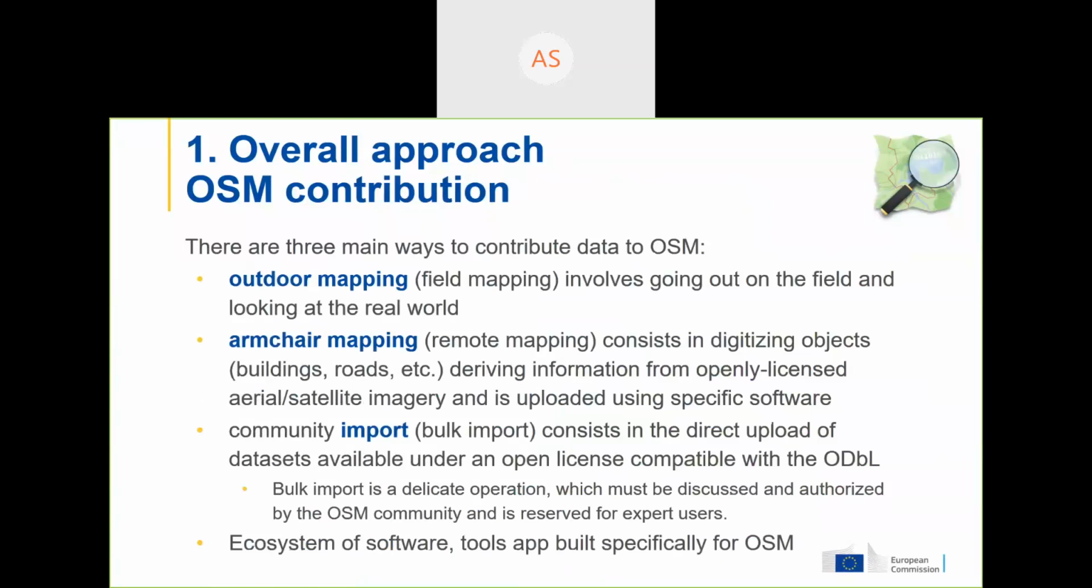And then there are different ways to contribute. Outdoor mapping, the field mapping, is maybe the more common and fun way to contribute to OpenStreetMap. Then there's so-called armchair mapping. It's about digitizing objects using openly licensed imagery that you can use on your PC screen. And there are the imports, bulk imports that reuse open data compatible with the OpenStreetMap license to be included in bulk into the OpenStreetMap database.